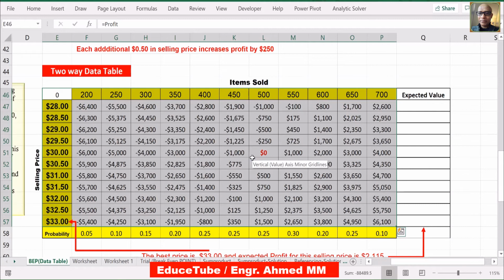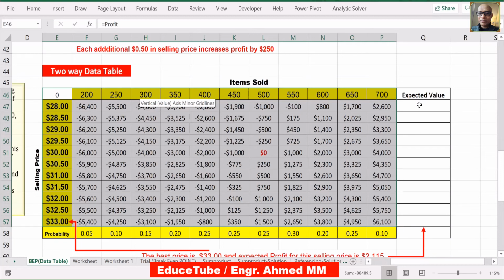Now to be sure that our data is correct, how to do that? Look at this, I put a red mark for 0. Why? Because we already know that 500 items sold means profit is 0, the break even point. As well, selling price 30 means break even point. So see, against 30, against 500, we got 0. So it is correct, so all the data we generated are correct.